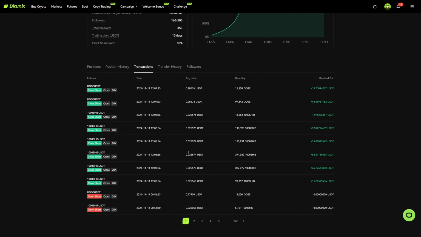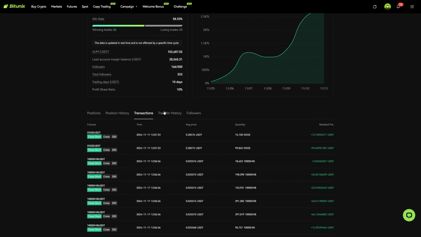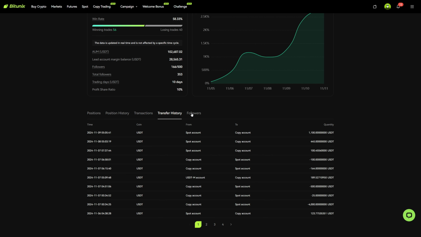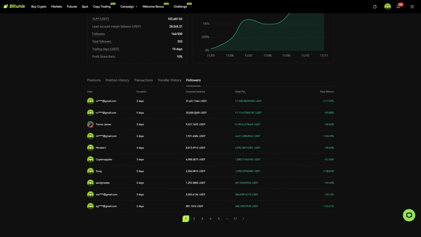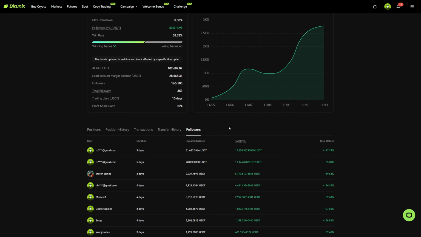Then we can also look at all of the individual transactions right here. We can look at the transfer history, how much money was transferred in and out. Then we can also look here at the followers, so we can really see how much money each follower has made, which is also a very transparent feature from Bitunix.